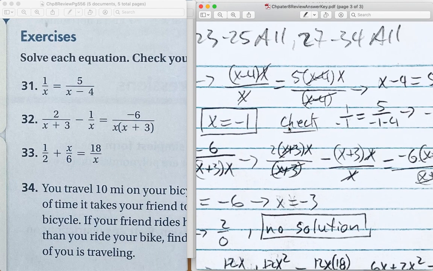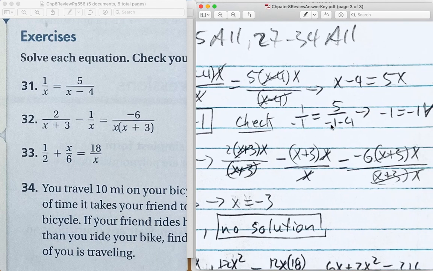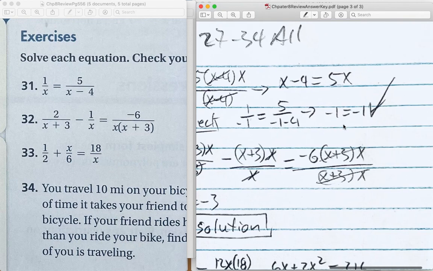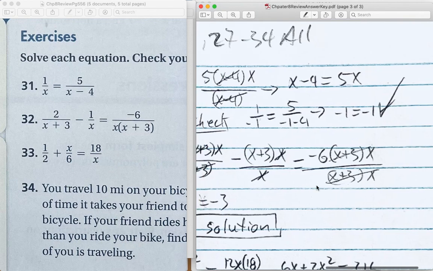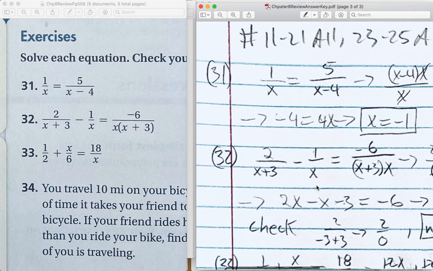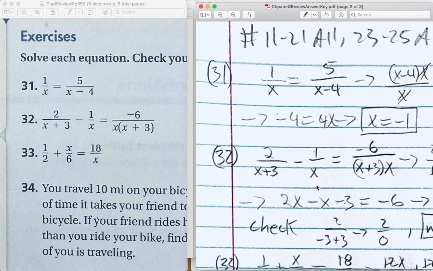You have to check these because we could have extraneous answers that don't make any sense. So we plug in negative 1, and I have that it checks out just fine. For number 32, I have 2 over x plus 3 minus 1 over x equals negative 6 over x times x plus 3.